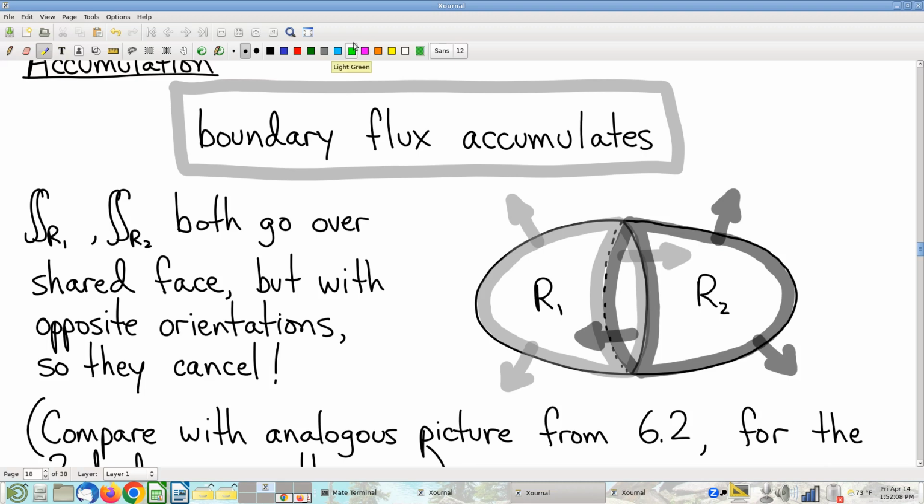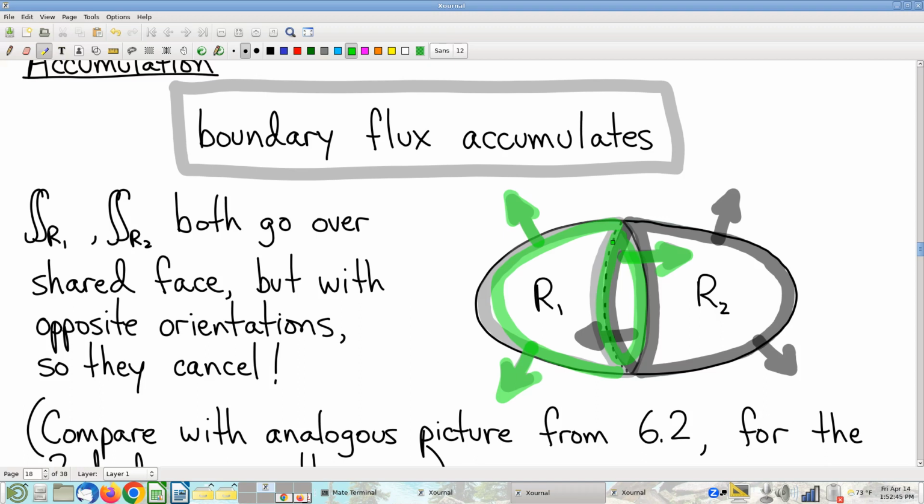Let's look at the left half. If I were to chop this region into pieces, there's the left half. Boundary flux outward out of the boundary of that region. Keep in mind, we're talking about just this green region R1. So outward on this cut surface, this cut face, outward means that way.